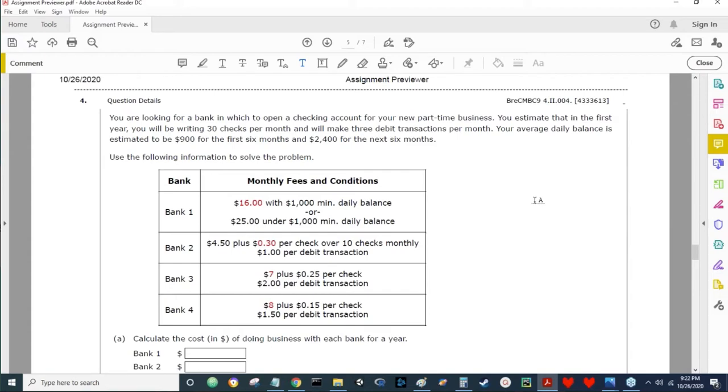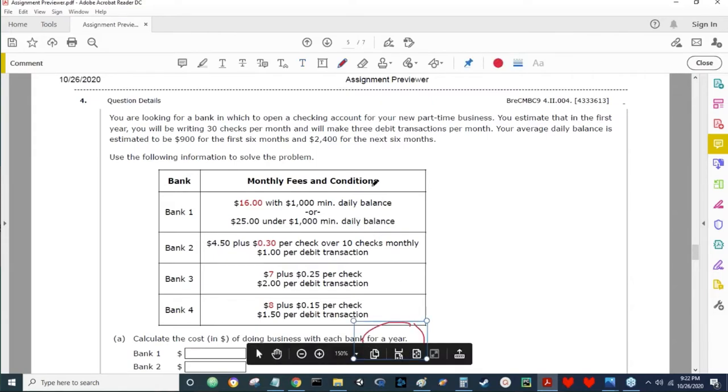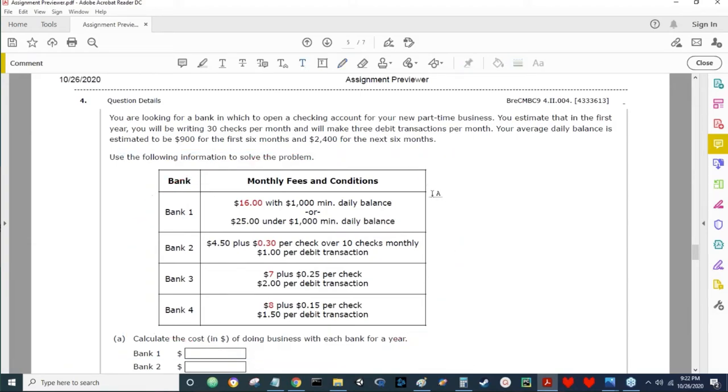So if we have 6 months where we have just $900 in our account, that means the bank's going to charge us more because we're not giving them as much as they'd like. And then the other 6 months, we have $2,400 in our account. So for those 6 months, the bank will charge us less because we're letting them play with our money a little bit more. So we are supposed to calculate the cost of doing business for a year. But right now, this table is giving us monthly amounts. So we need to keep that in mind when we calculate the costs.